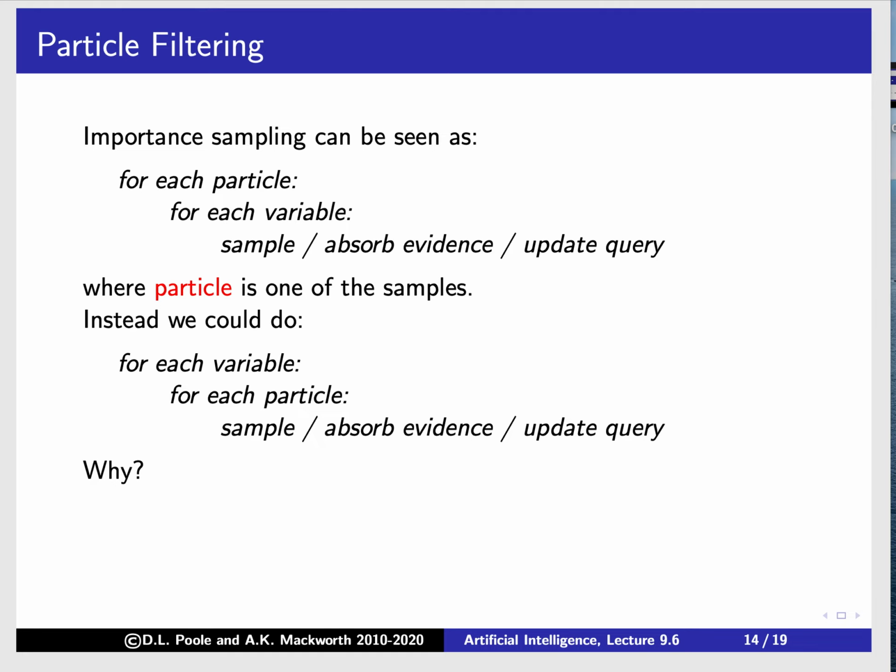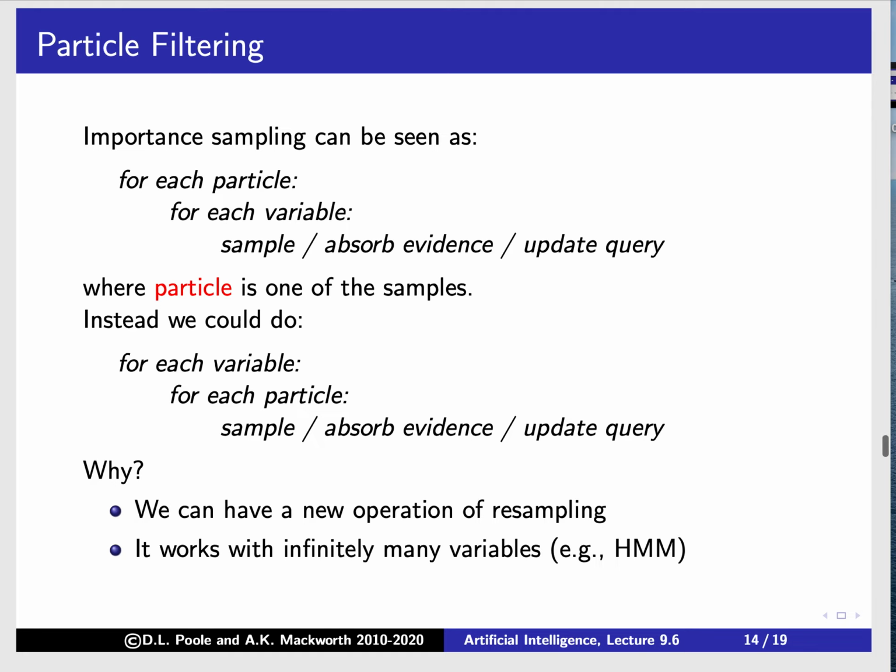You might think, what's the point of doing that? There are two reasons. One is that we get a new operation, which is resampling, where we regenerate samples. It also works because we can have infinitely many variables, as in a hidden Markov model. So we sample for each variable, loop through, and it essentially goes on forever. We're looking at all the particles, maintaining lots of them at once, sampling each one, absorbing evidence, and updating a query.